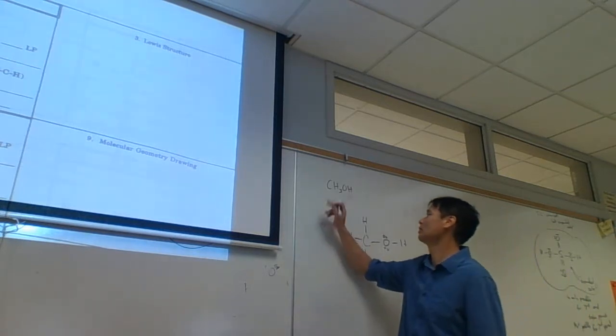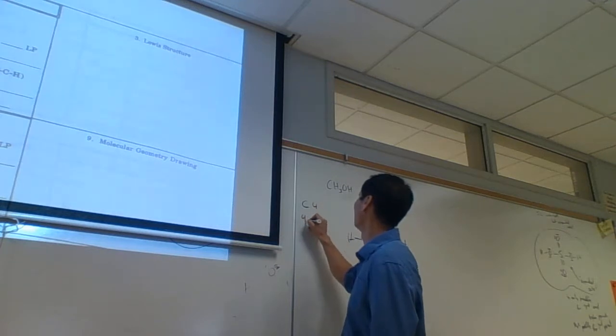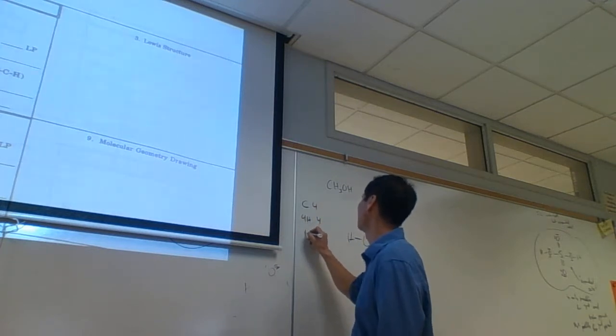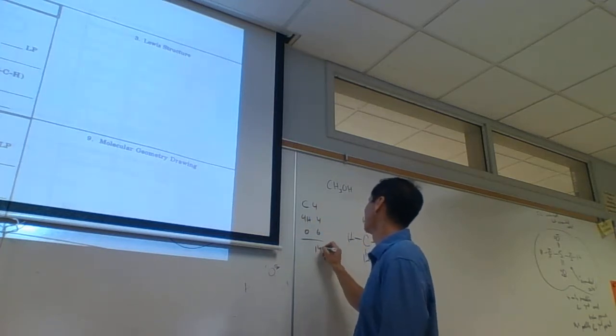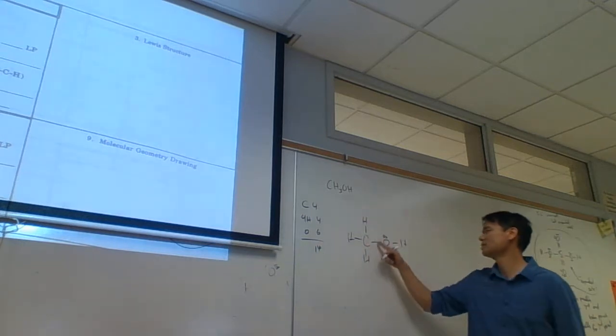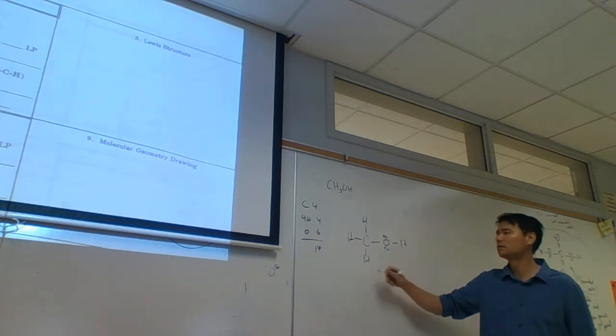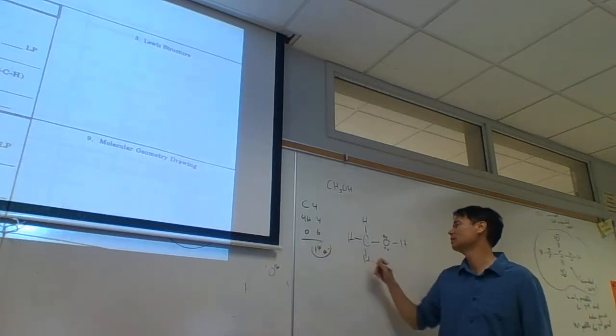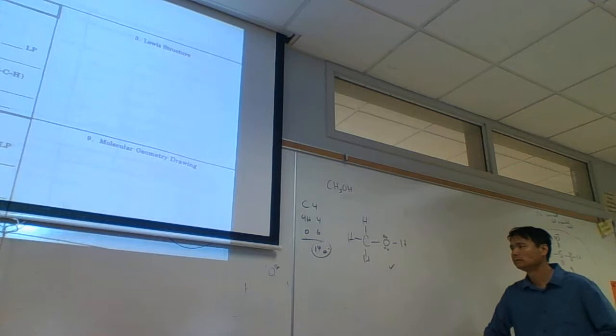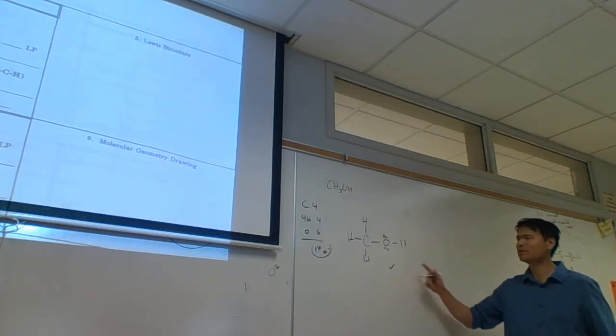Or we just do it our standard way. Carbon is 4. 4 hydrogens is 4. 1 oxygen is 6. So that gives us 14 electrons. 2, 4, 6, 8, 10, 12, 14 electrons. It checks out. So 14 electrons, 14 electrons. So this would be the Lewis structure.